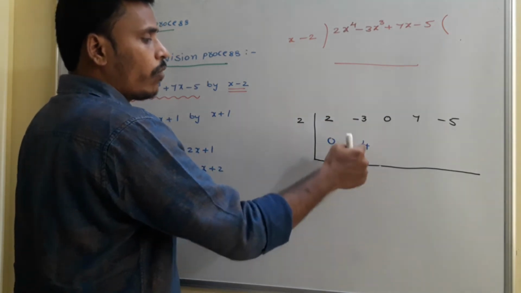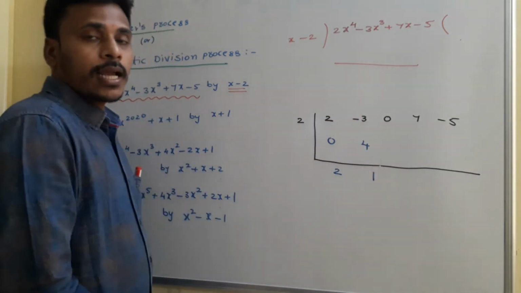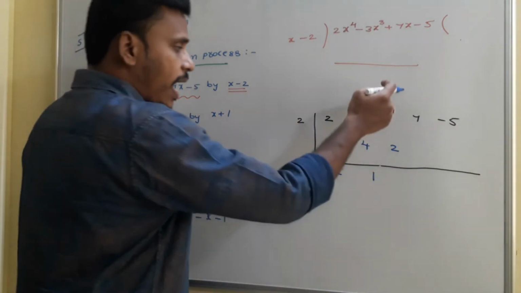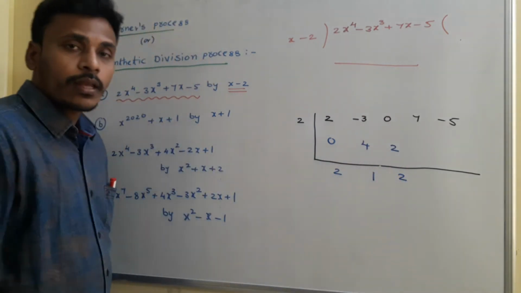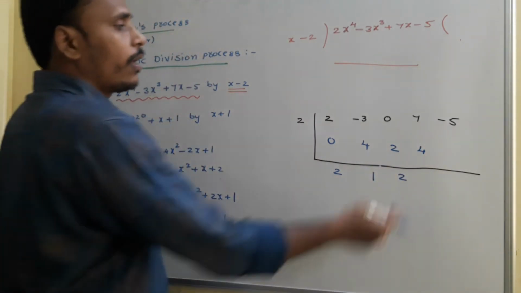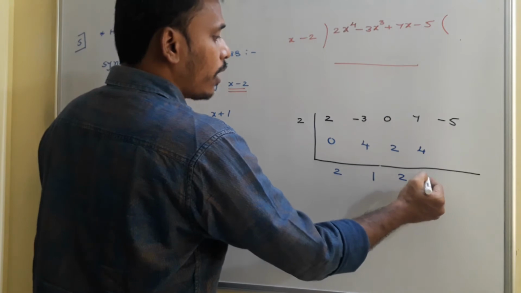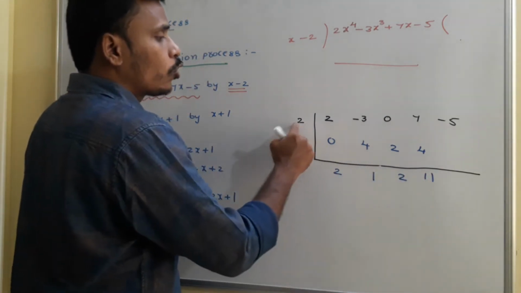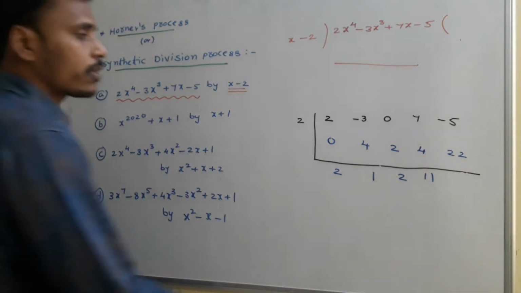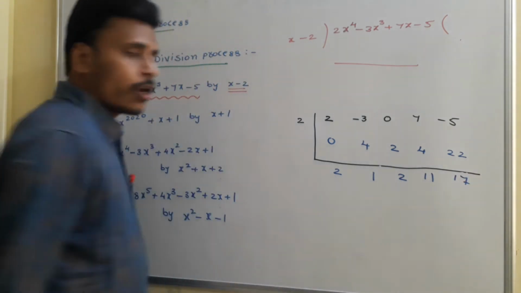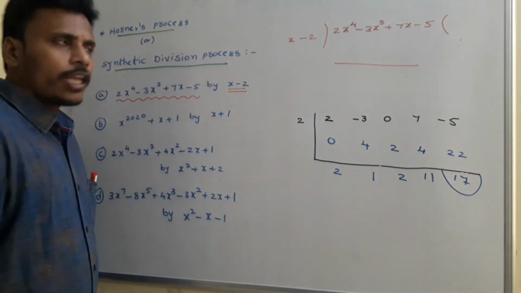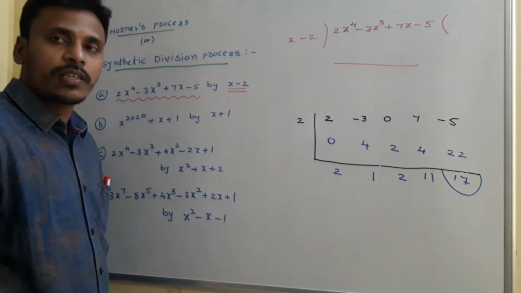Again add column wise: 4 minus 3 is 1. Multiply this 1 with that 2, write a 2 here, and add column wise: 0 plus 2 is 2. Again multiply this 2 with that 2, which gives 4. Then 7 plus 4 is 11, and 11 into 2 is 22. So 22 minus 5 is 17. At the end, you consider this 17 as the remainder. If you go with the actual process, you are also left with 17 as the remainder.